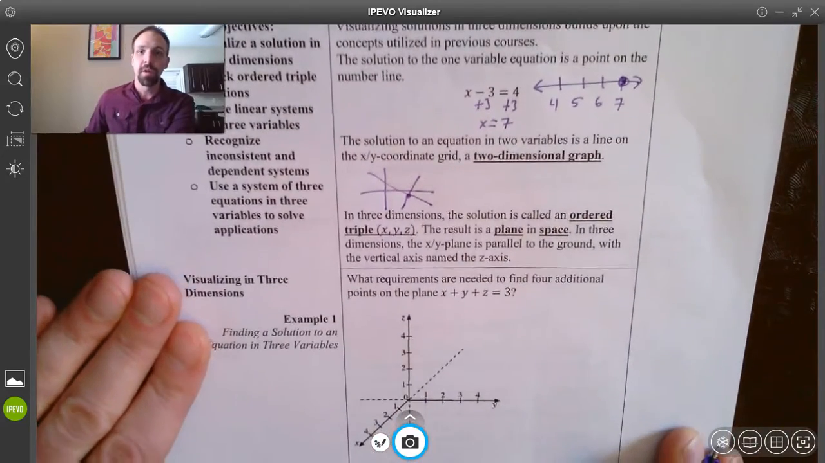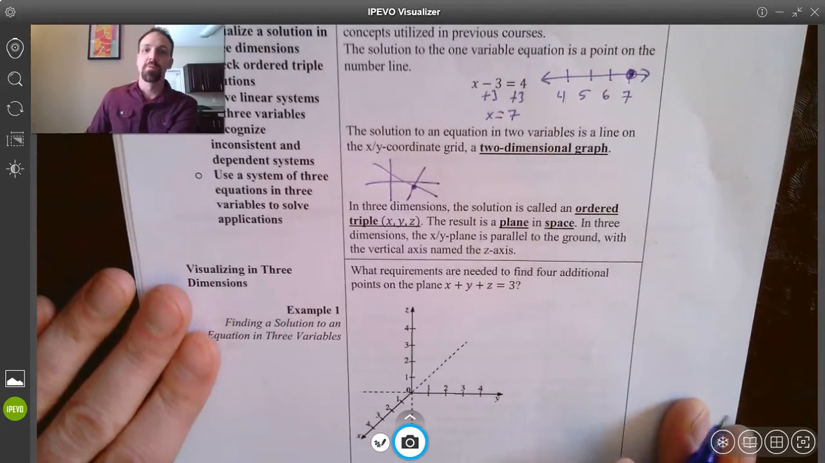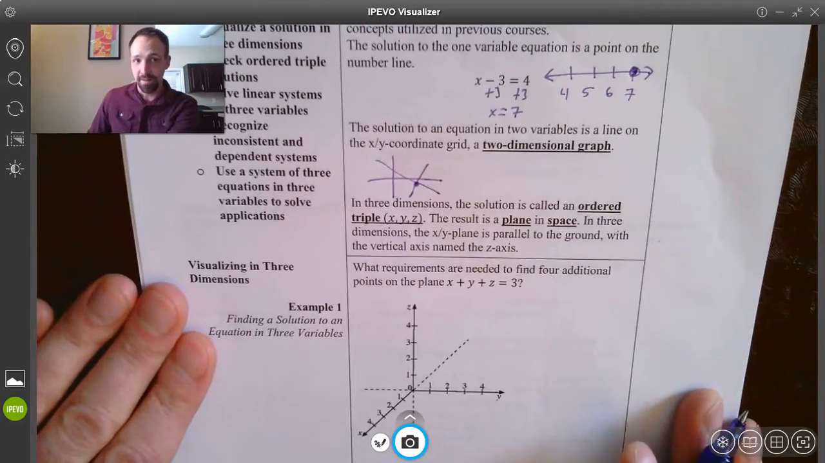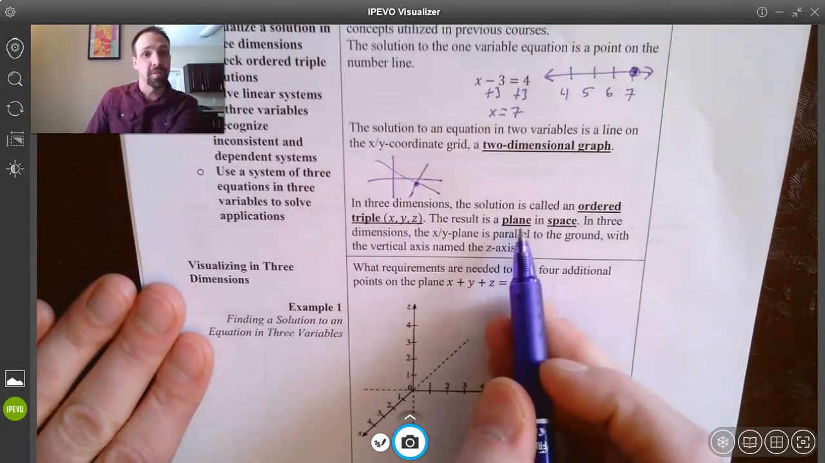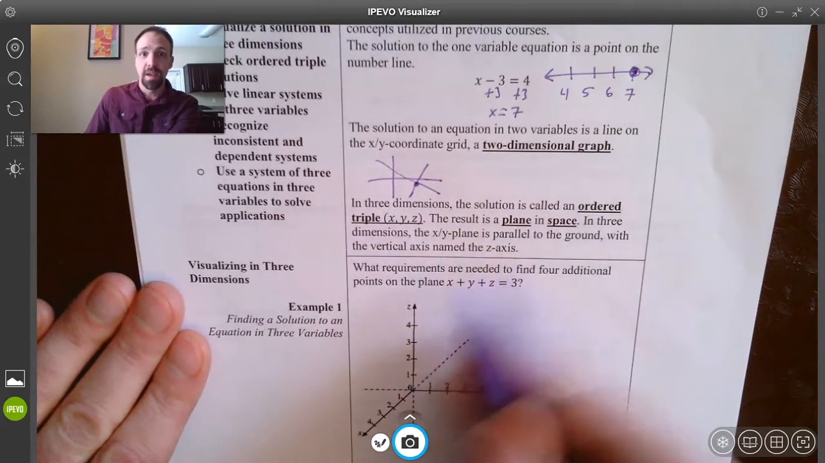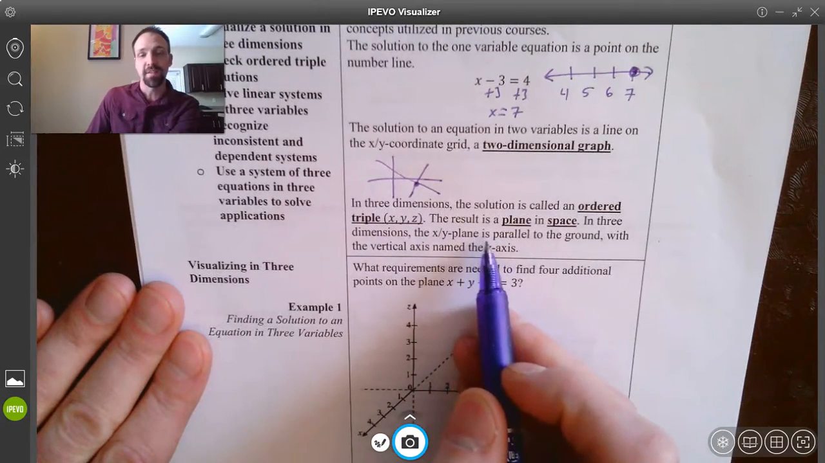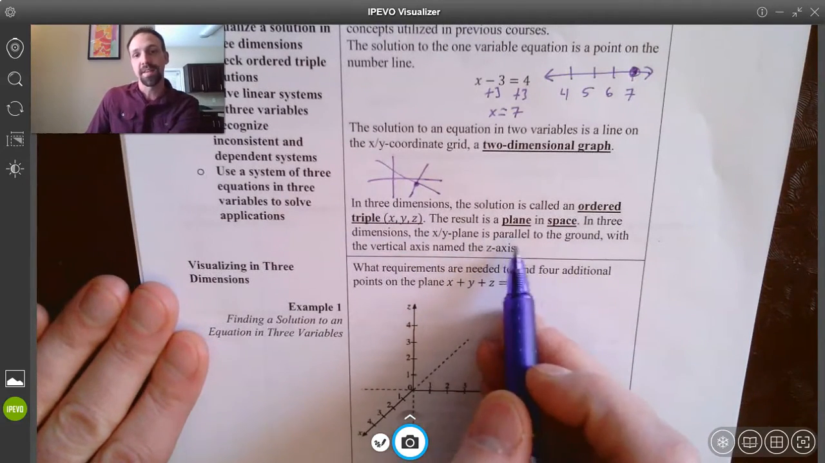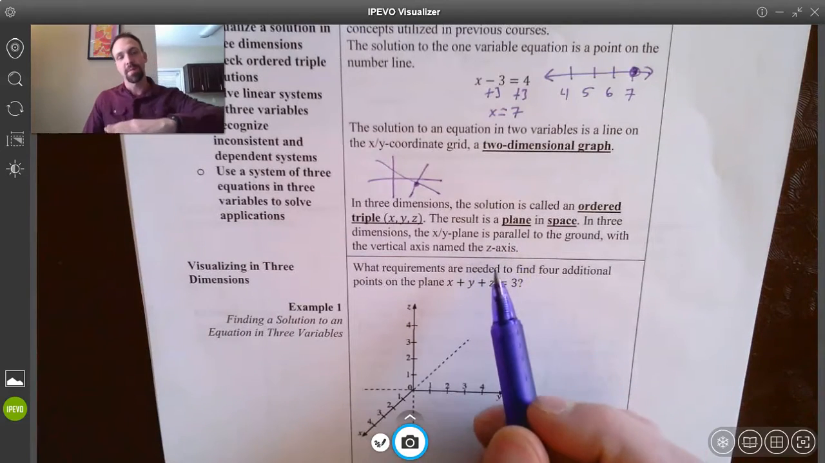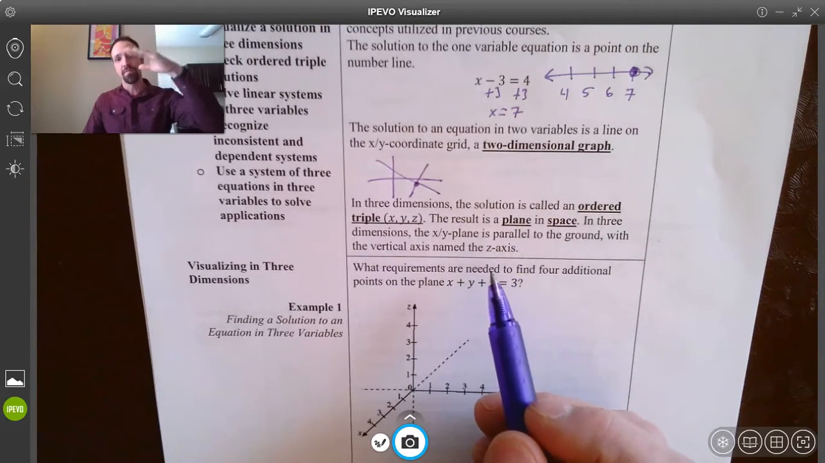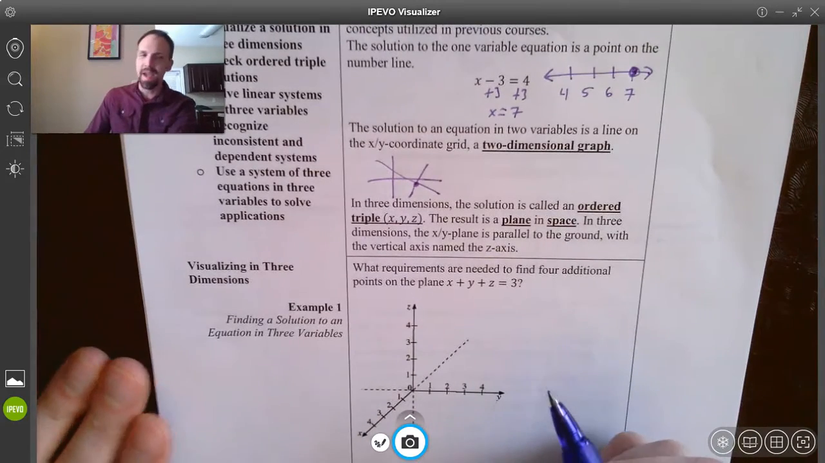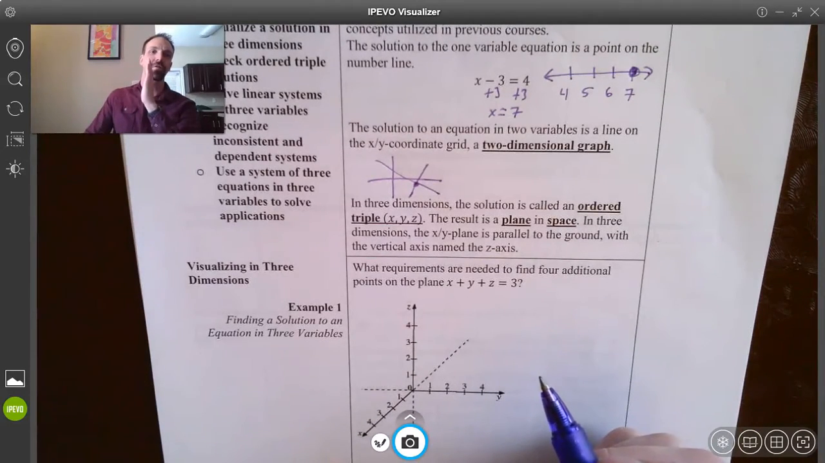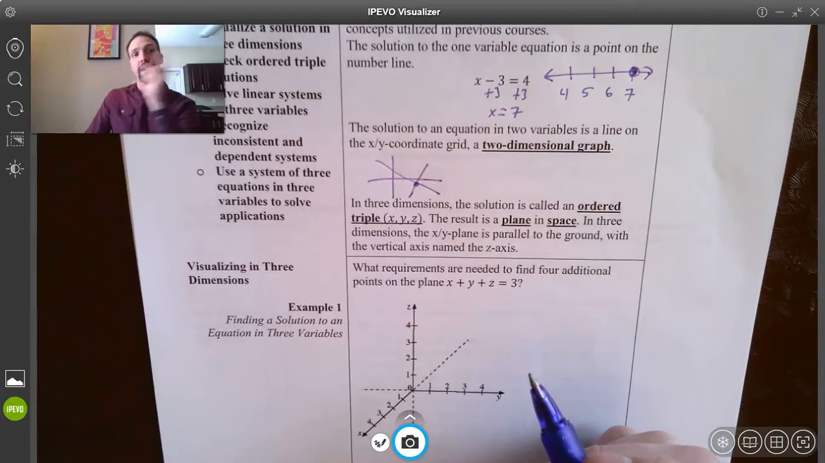So in 3 dimensions, we call that an ordered triple, X, Y, Z. The result is a plane in space. This is called a plane. Now we can end up with a solution set that is a plane. In 3 dimensions, the XY plane is parallel to the ground with the vertical axis named the Z-axis. So think about how far you go up or down is the Z-axis. X is coming towards you or going away from you, and then Y is going to your left and right. That's the easiest way to think about that.